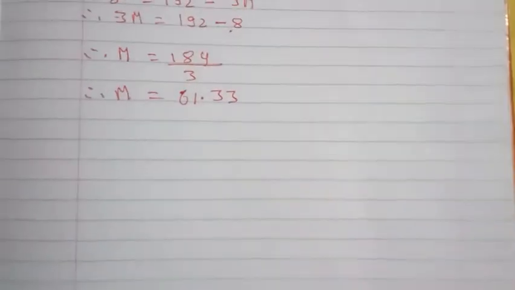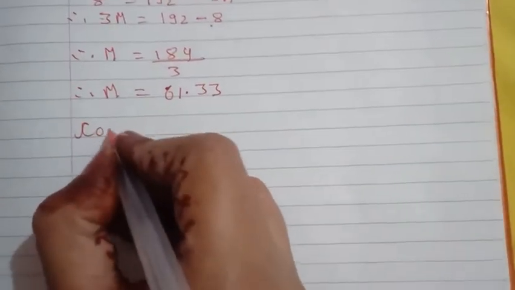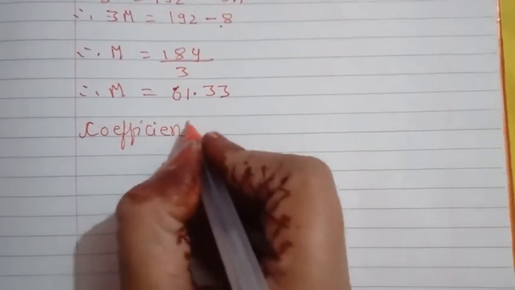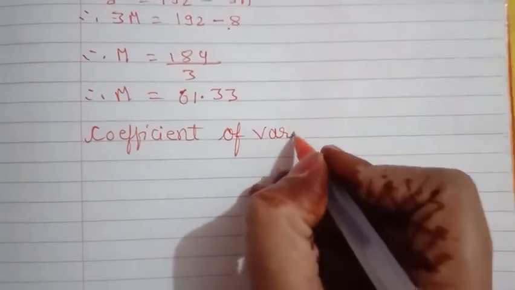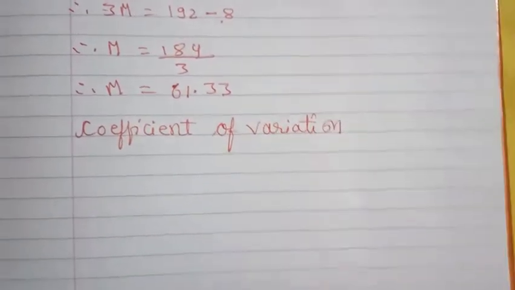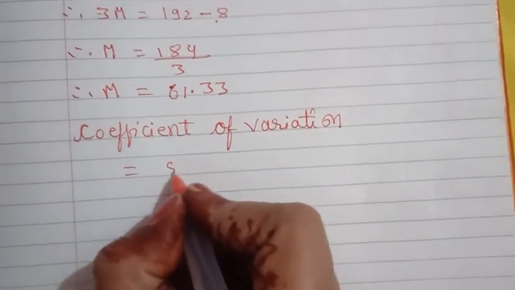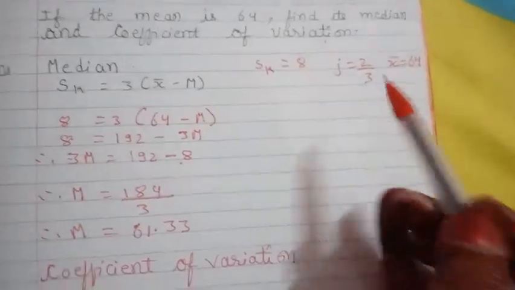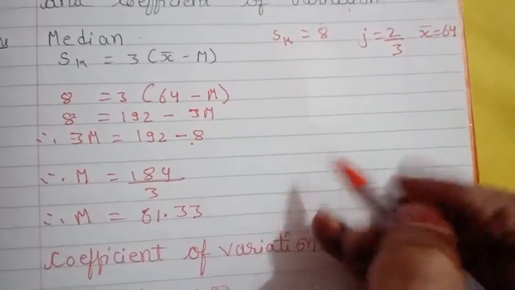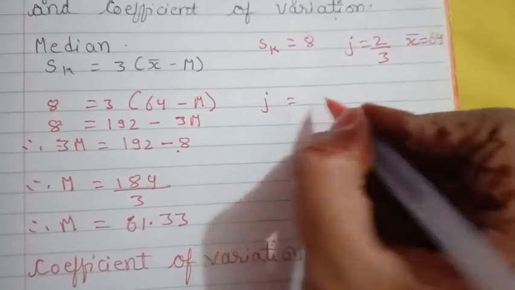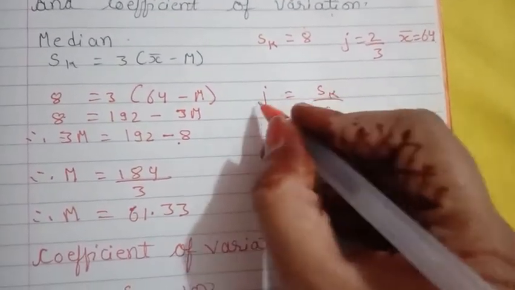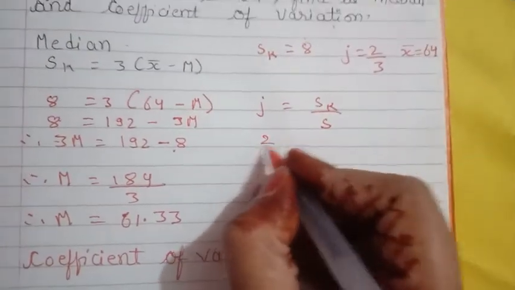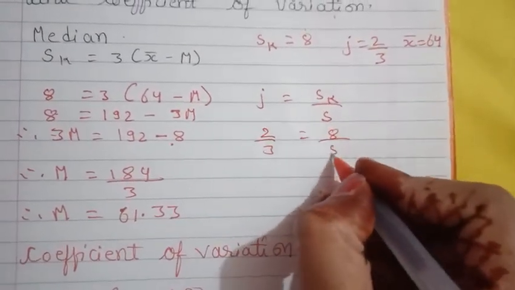Now we have to find the coefficient of variation. What is our formula for finding the coefficient of variation? That is equal to S upon x bar into 100. Now the standard deviation value, it is given to us. No, it is not given. So we have to first find the value of S, that is J is equal to Sk upon S. Sk also we have, J also we have. J is 2 upon 3, skewness is 8, S we have to find.